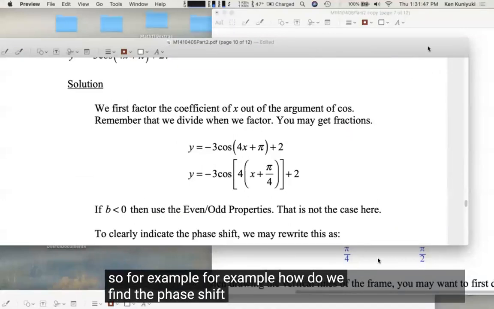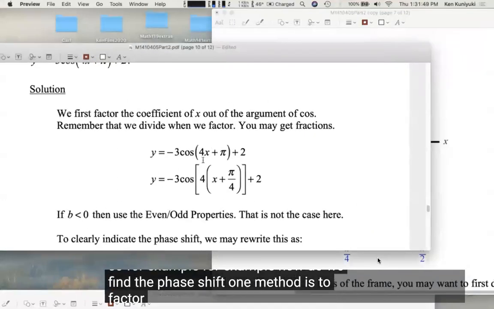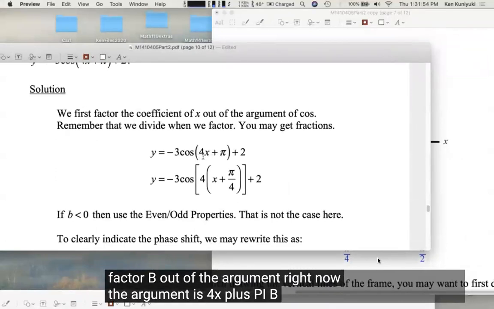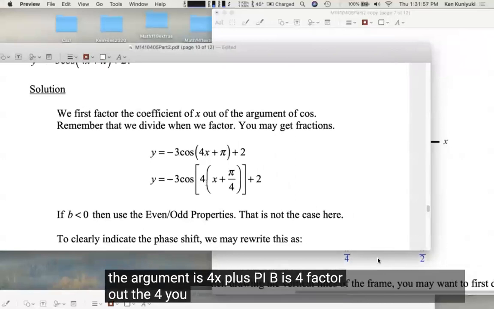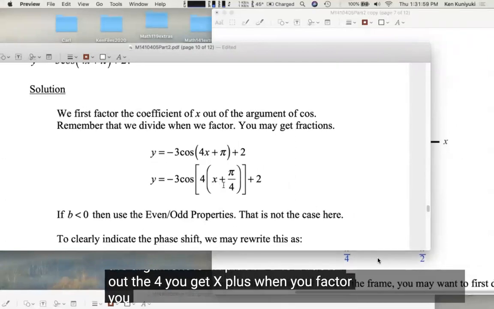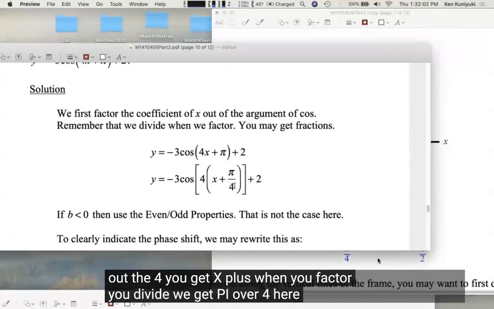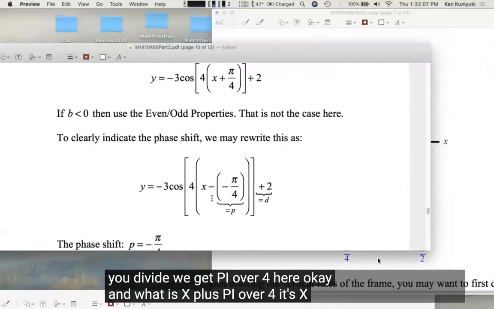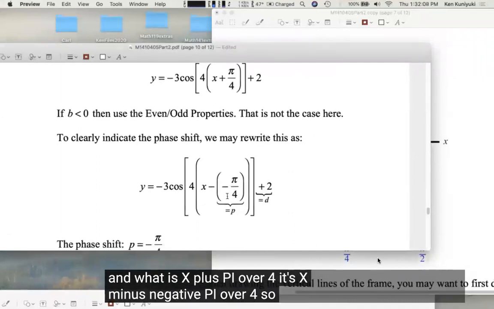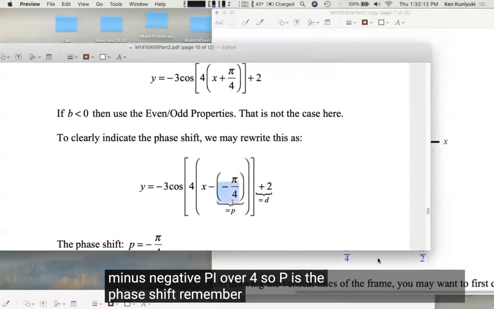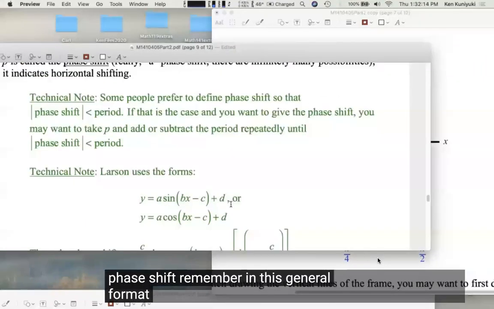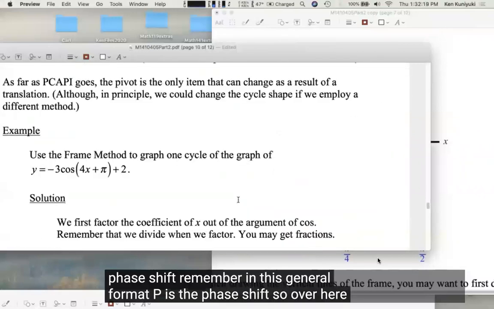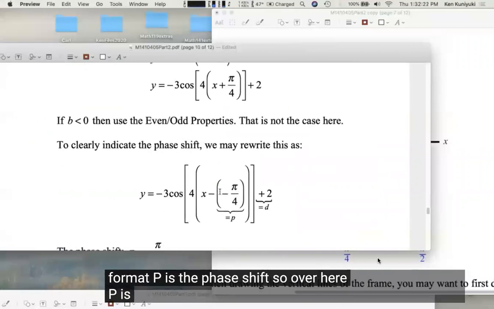All right, so for example, how do we find the phase shift? One method is to factor b out of the argument. Right now the argument is 4x plus pi, b is 4. Factor out the 4. You get x plus, when you factor you divide, we get pi over 4 here. And what is x plus pi over 4? It's x minus negative pi over 4. So p is the phase shift. Remember, in this general format, p is the phase shift. So over here, p is negative pi over 4.